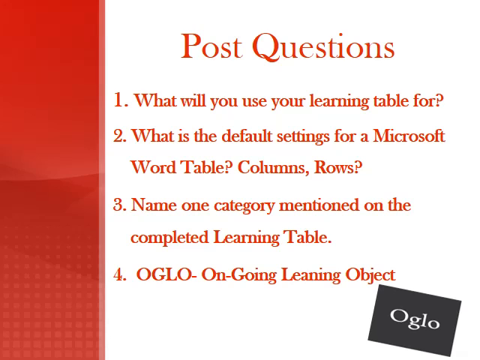What are the default settings for a Microsoft Word table? Columns and rows, I believe it's 3 and 2. Name one category mentioned on the completed learning table. Study habits was one of the categories that we listed. And what does OGLU stand for? We talked about that earlier, and it stands for Ongoing Learning Object. So those are just some things to think about.